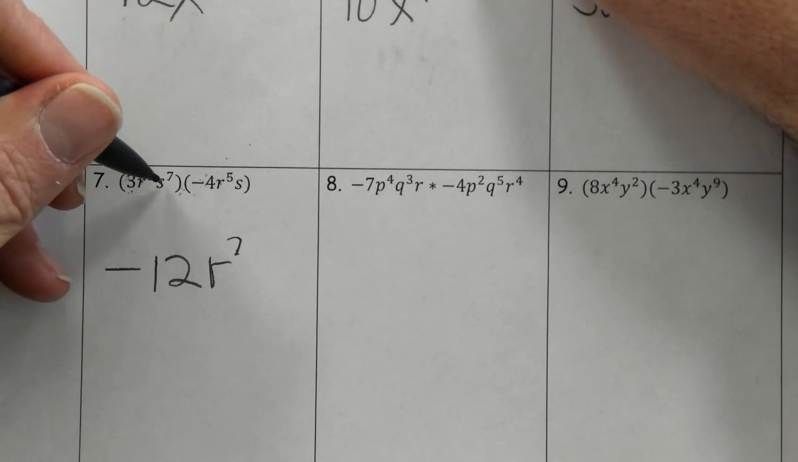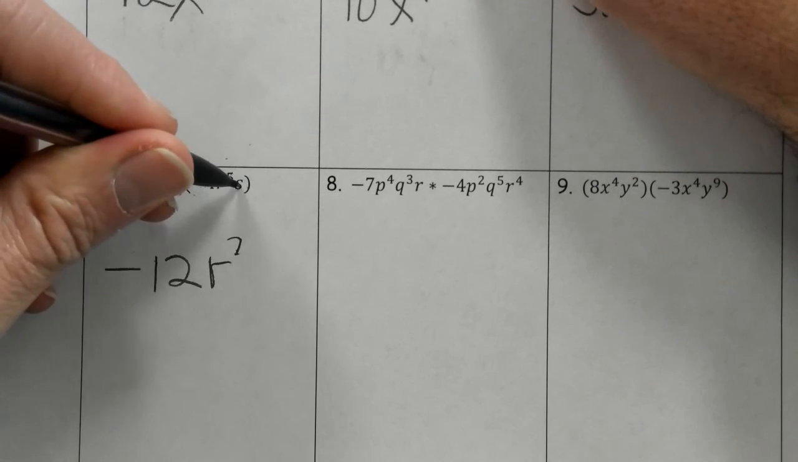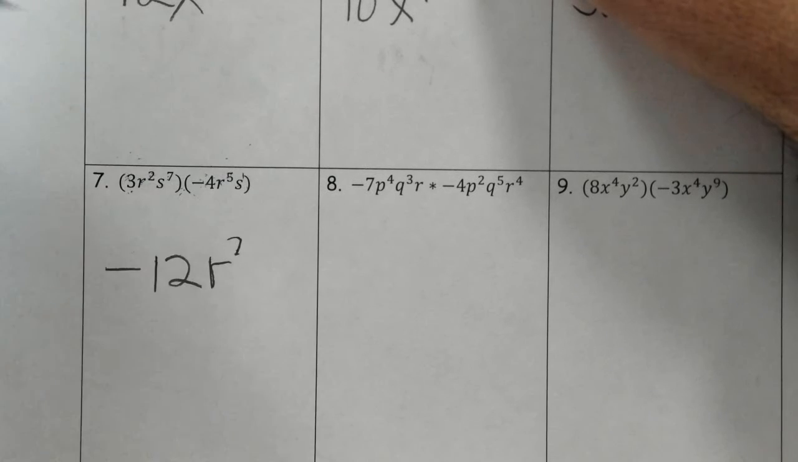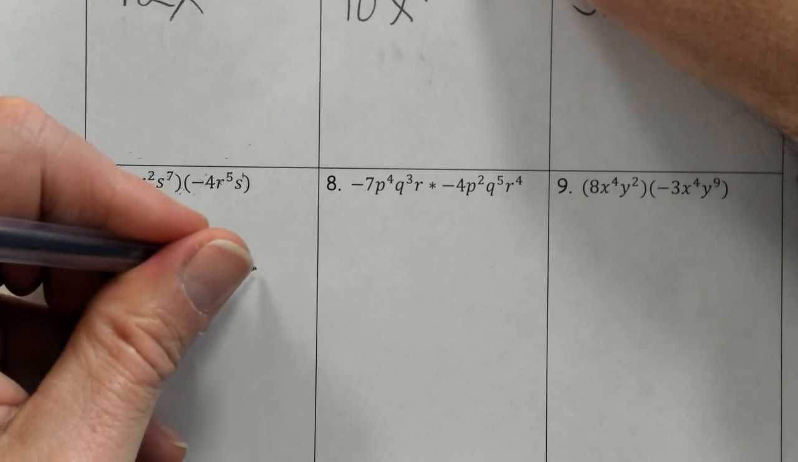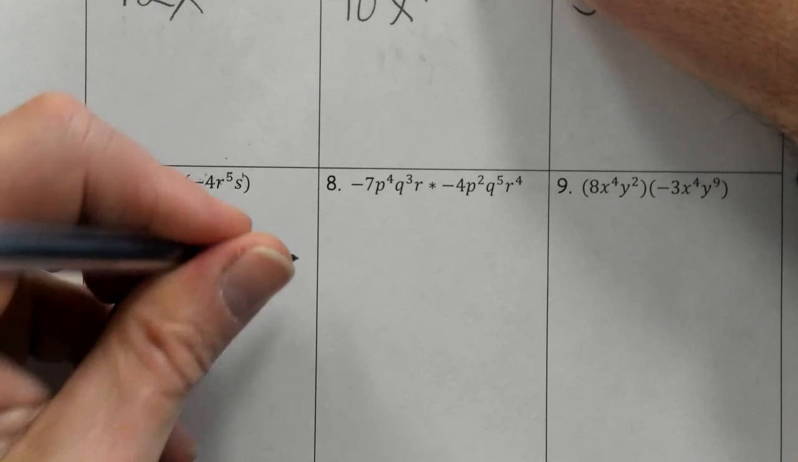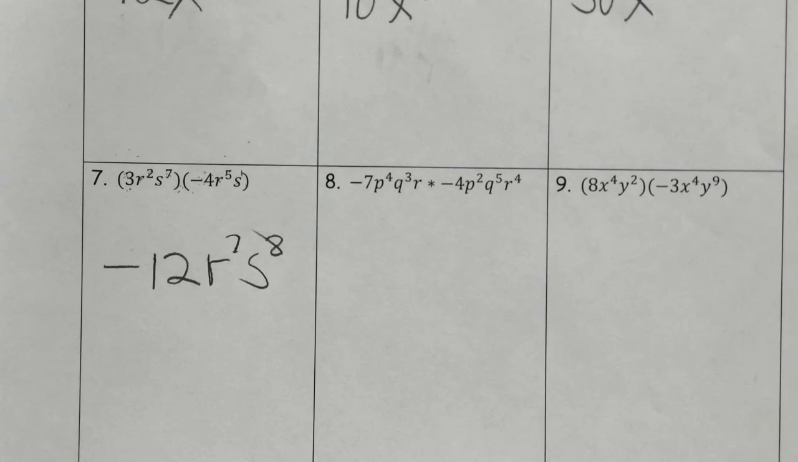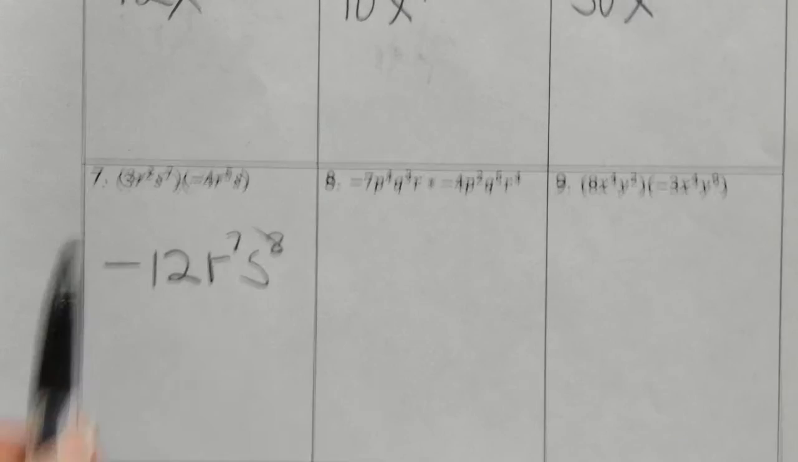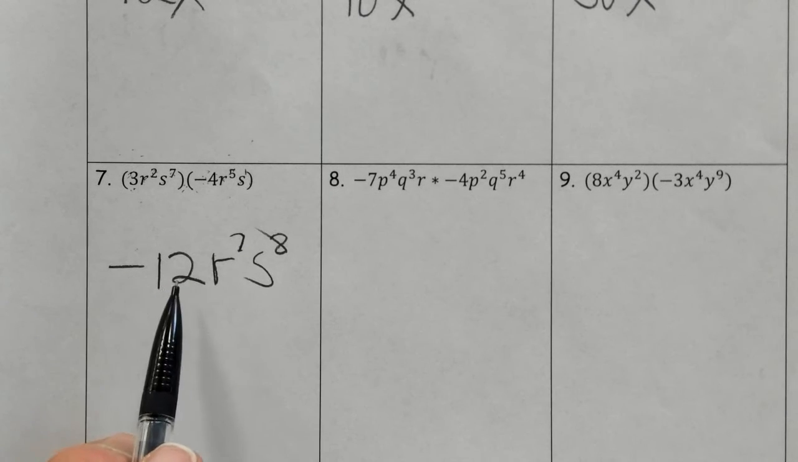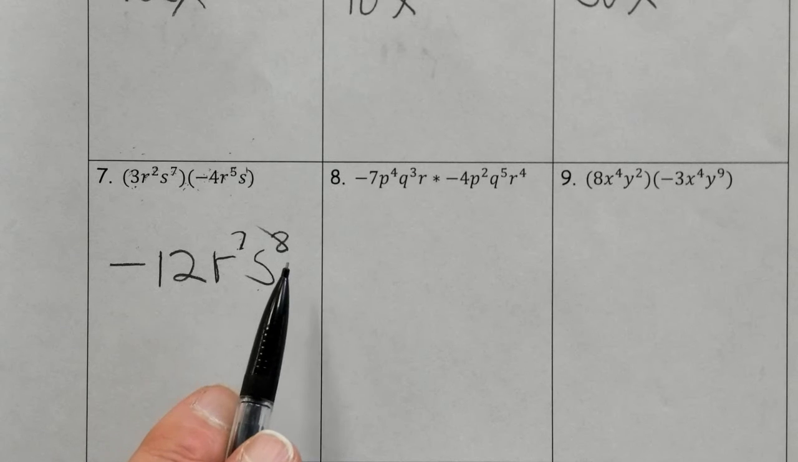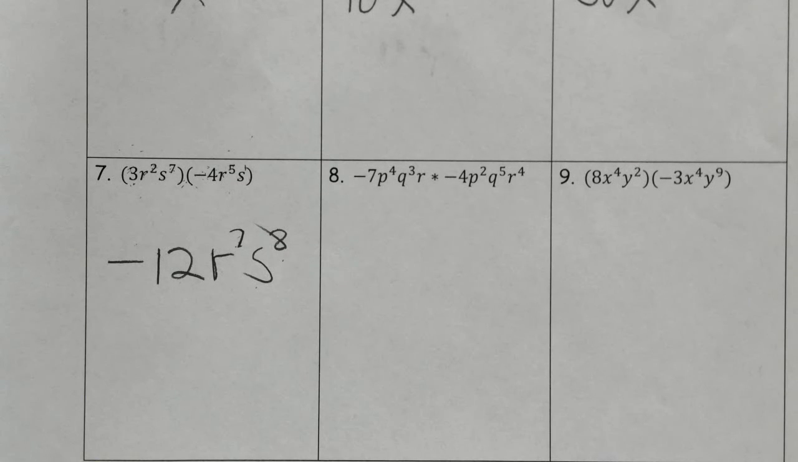And now my s's, I've got s to the 7th times s. Remember, there's nothing there. That's understood to be a 1. So that's going to make s to the 7 plus 1, which makes 8. And then that is the correct answer. So when I multiply these 2 together, I get negative 12 r to the 7th s to the 8th as my answer. So moving on now to the next example.